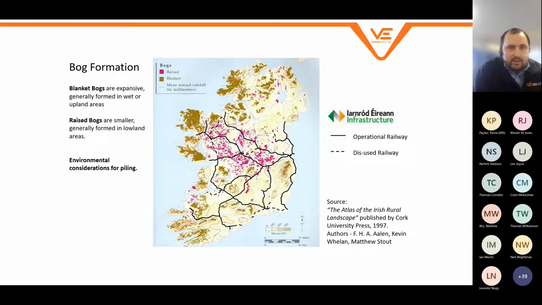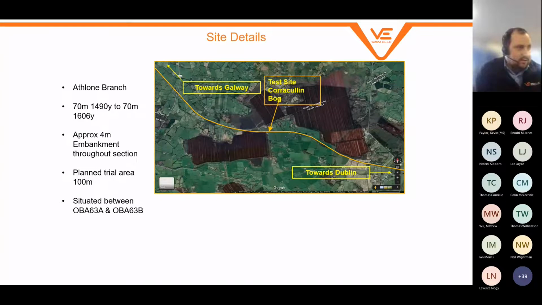Back when the railways were constructed, they obviously tried to avoid peat bogs as much as they could, but unfortunately it just became impossible to do that. So at some point, the railway needed to cross over the bogs, and that's generally where the issues come from. So the site chosen was on the Athlone branch, with an approximately 4-metre embankment throughout the section.